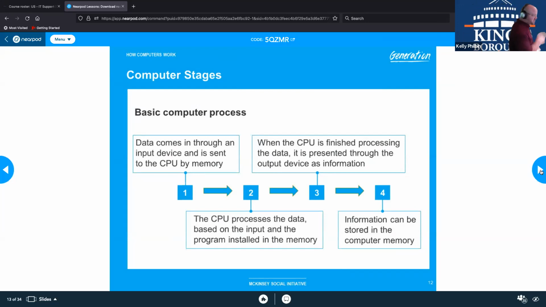Once the CPU is finished with that, it is presented through an output device, be it a speaker, a monitor, printer, what have you, whichever way it is directed to come out.